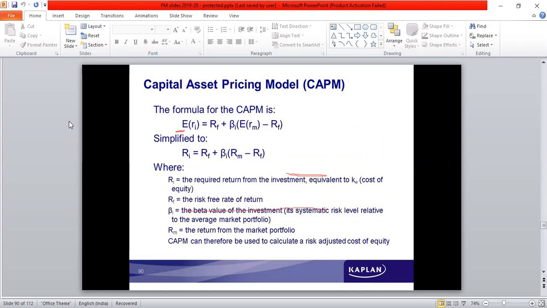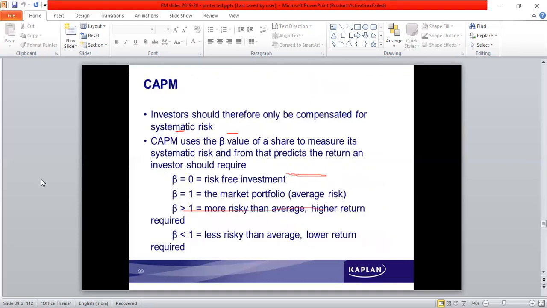But before the formula, there is a concept of beta. Beta is given here. There is a concept of beta which is calculated. That is the explanation of what was discussed in the previous sheet. Here it says that investors should therefore only be compensated for systematic risk.